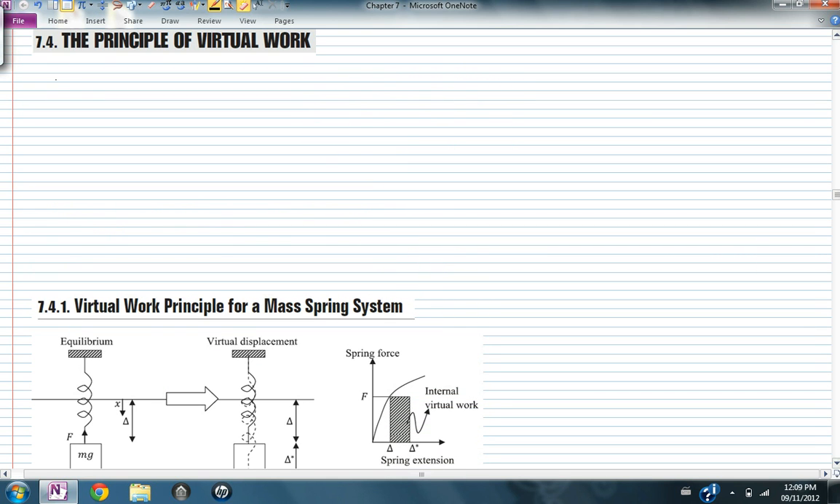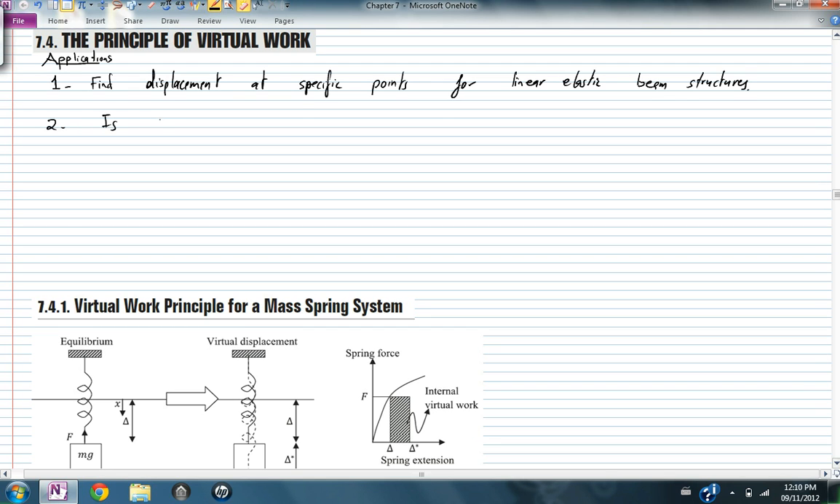And perhaps the first application that you're used to from different structural analysis courses is the use of the principle of virtual work to find displacements at specific points for linear elastic beam structures.